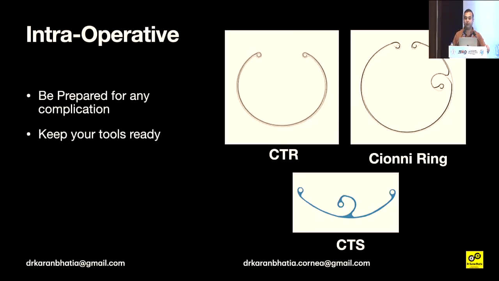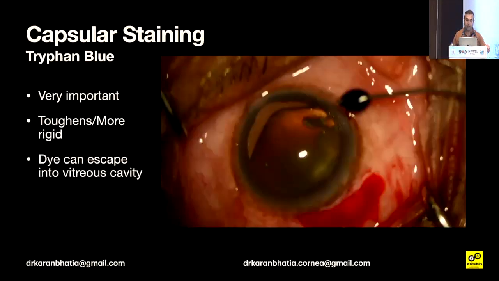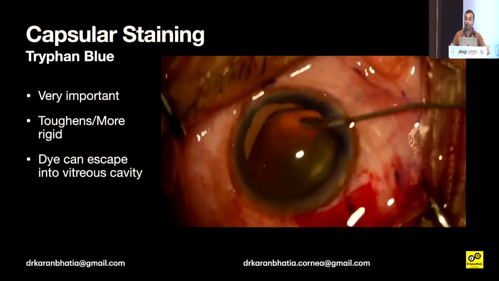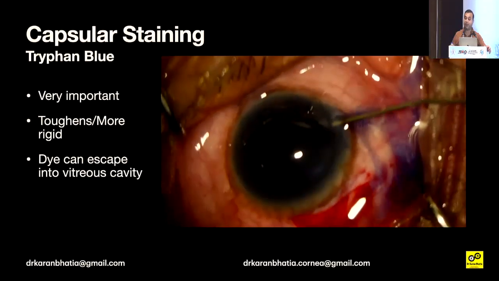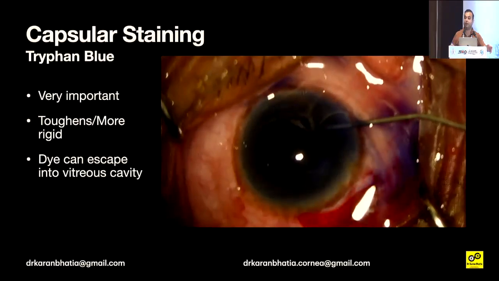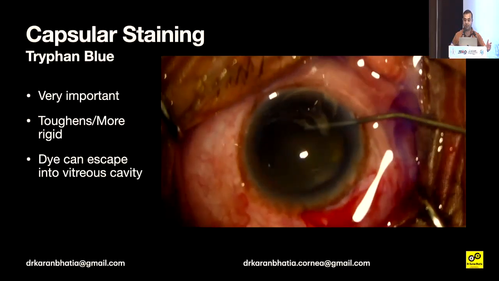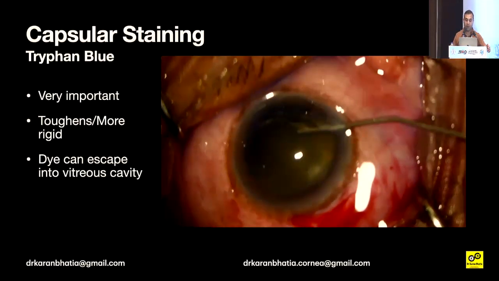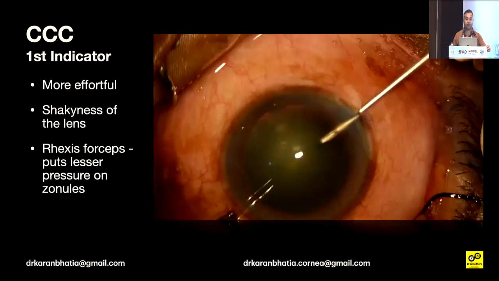Intraoperatively, always be prepared for any complication and keep your handy tools such as the CTR, the Sinskey, or the CTS in hand and ready. Capsular staining is extremely important here, but it's dubious also because it toughens the capsule, and at the same time, the dye can escape to the vitreous cavity, particularly through areas of zonular dialysis or in coloboma eyes such as this. CCC is often the first indicator.